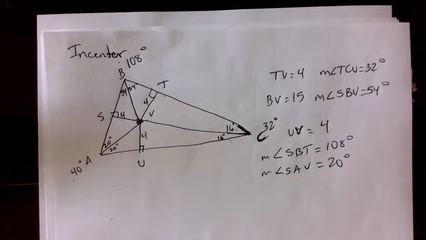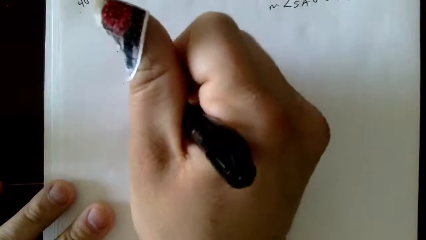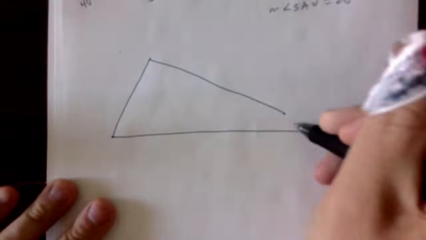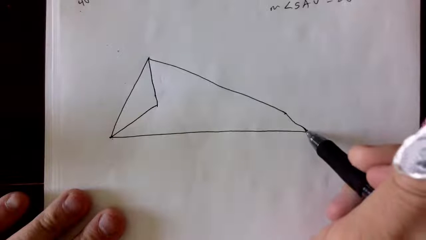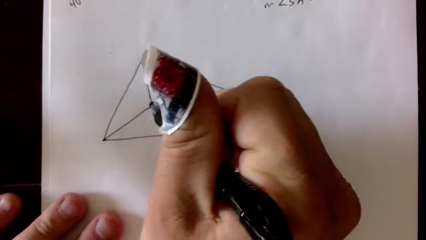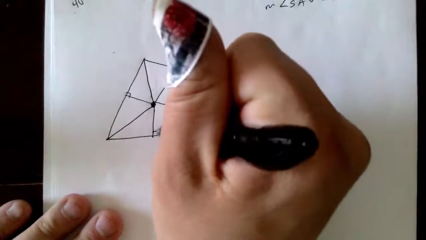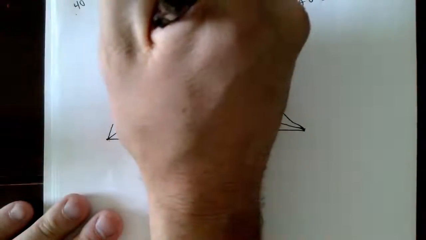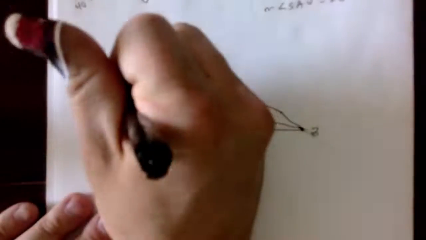Let's do one more here. Okay, one more. If I have a triangle, we're just going to make it look like the last one. Okay, close enough. There's the incenter. So from here to here, and from here to here, and from here to here are all the same. So we know that those are all equal. This is Y, E, Z, F, G, X, and D.